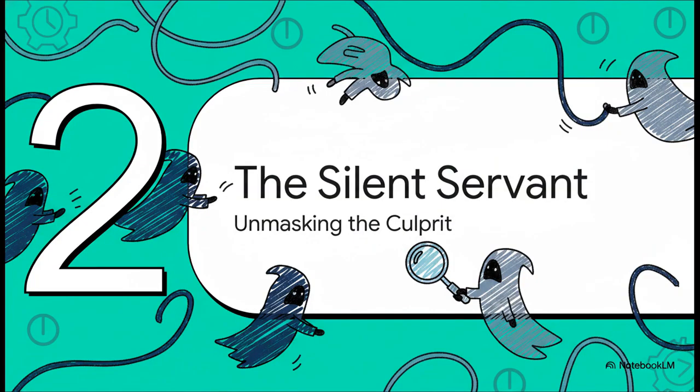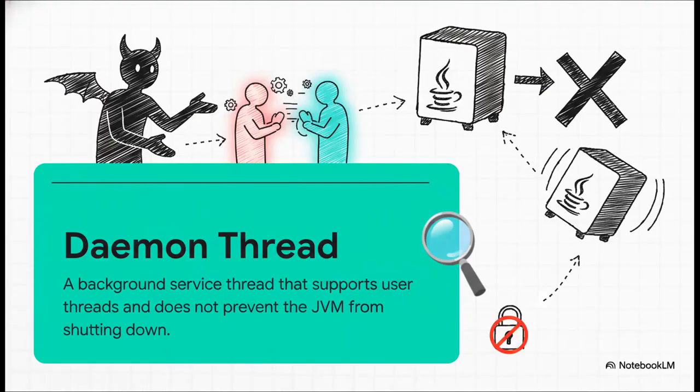Well, it's time to introduce our prime suspect. It's a special kind of thread that loves to work in the shadows. We like to call it the silent servant. So this is the official definition, the one you'd want to have in your back pocket for an interview. A daemon thread is basically a background helper. Its whole job is to serve the main user threads. But here's the absolute key piece of evidence. It does not stop the Java virtual machine from shutting down.